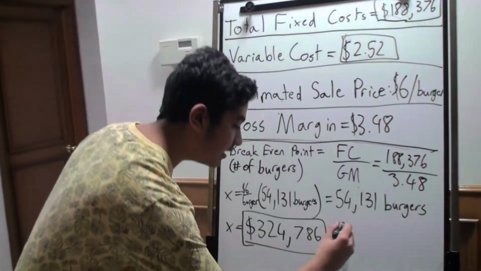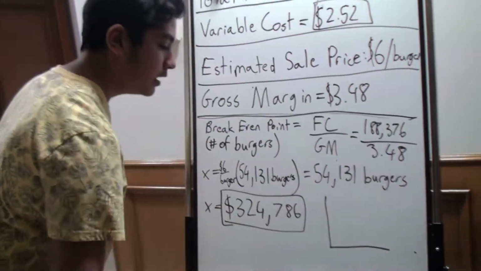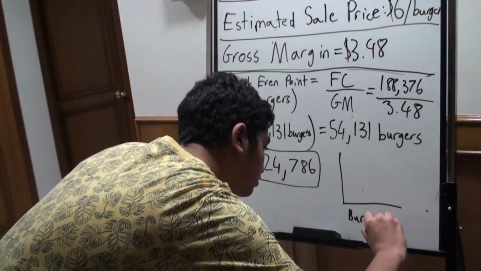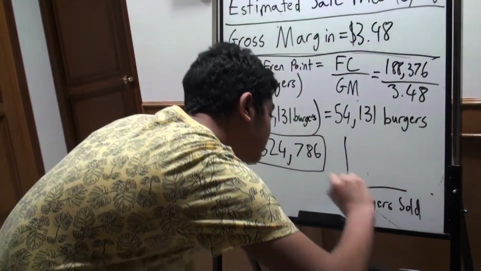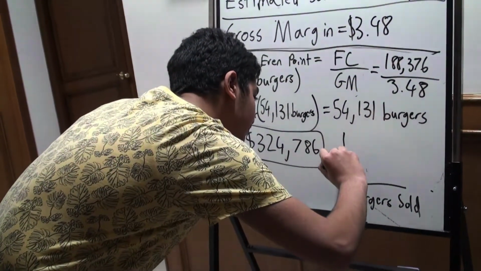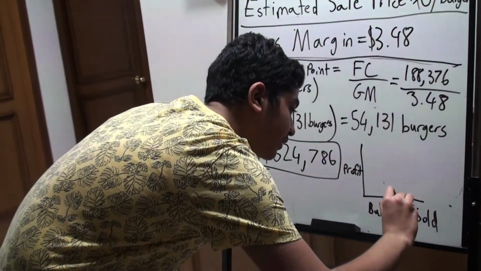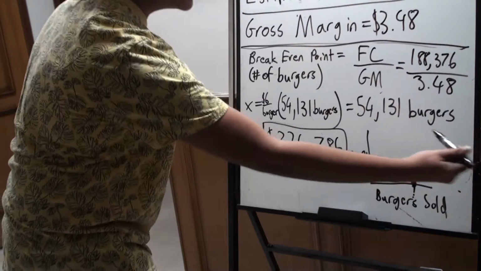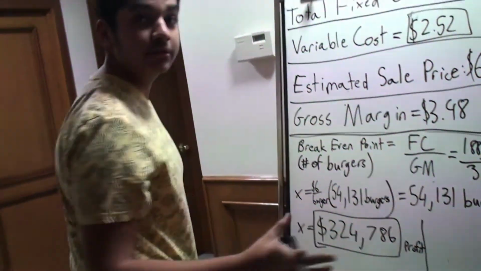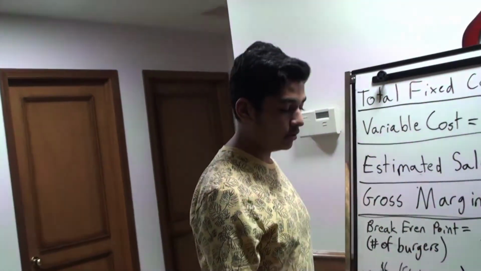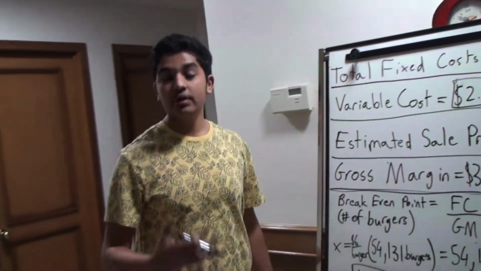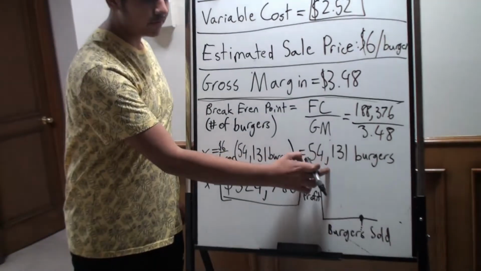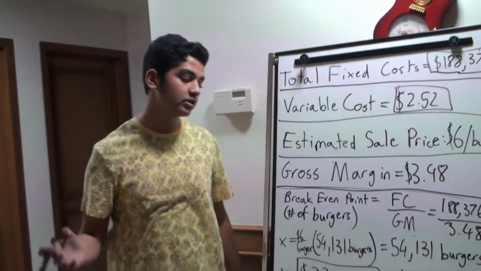So if we were to graph that, this would be burgers sold, and this would be profit, and it would cross here, let's say. Anything below this line, anything to the left of 54,131, would mean you make a loss, which means the only way you can actually make money in this business is if you sell more than 54,131 burgers per year.